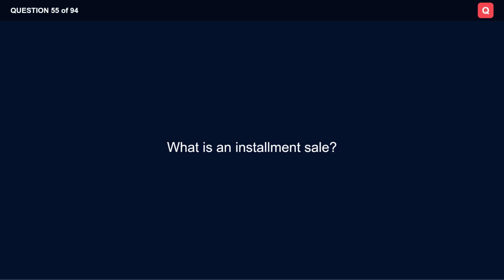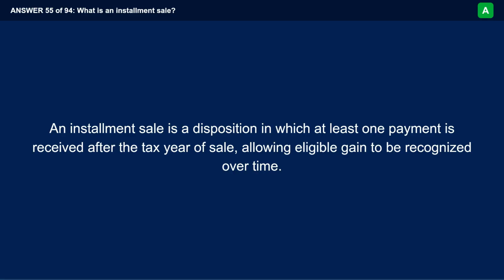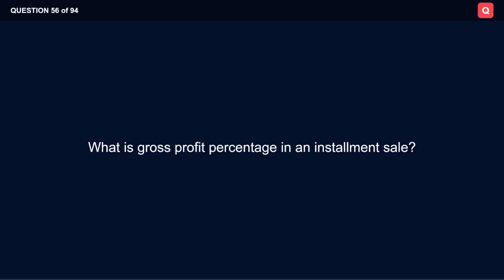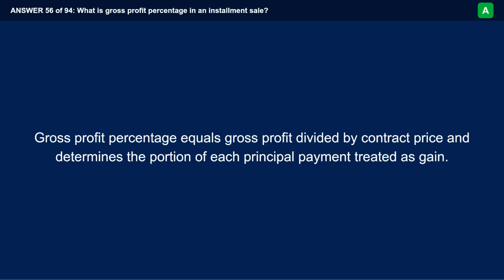What is an installment sale? An installment sale is a disposition in which at least one payment is received after the tax year of sale, allowing eligible gain to be recognized over time. What is gross profit percentage in an installment sale? Gross profit percentage equals gross profit divided by contract price and determines the portion of each principal payment treated as gain.